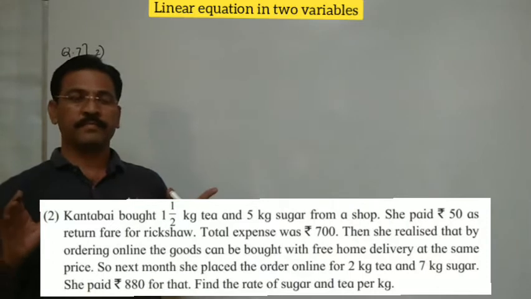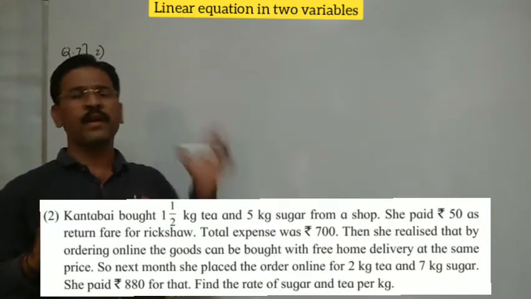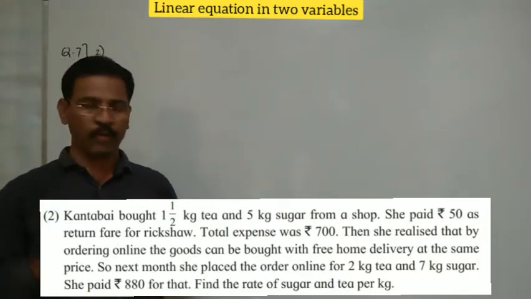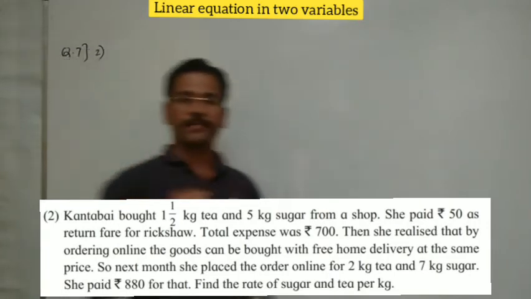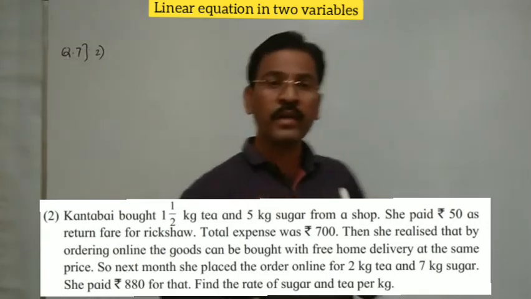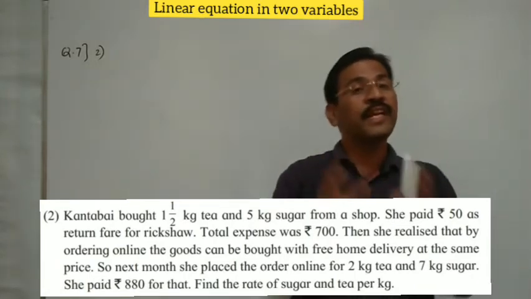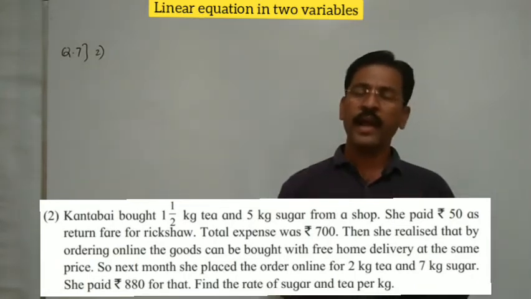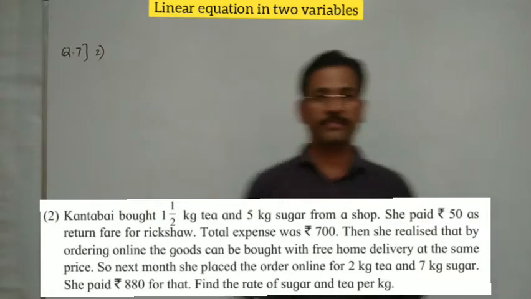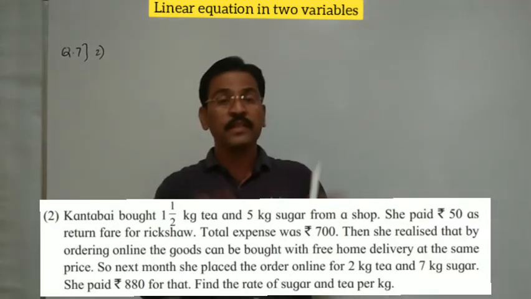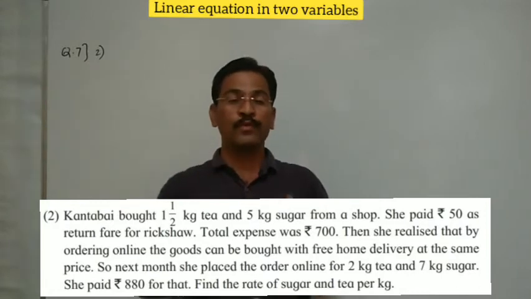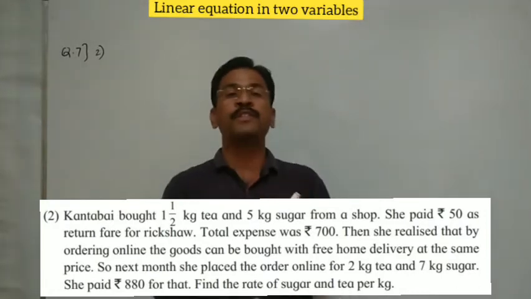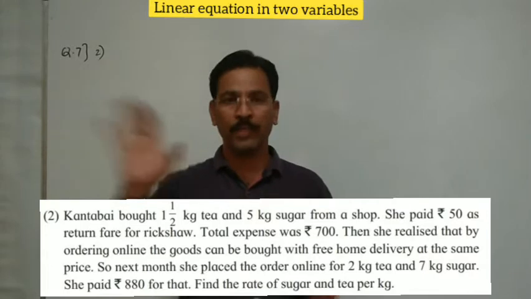See friends, now in question number 7, all the examples are word problems. This is the second one. Look here, Kantabai bought 1.5 kg tea powder and 5 kg sugar. For this, the rickshaw fare to return home was 50 rupees. So the total amount she paid was 700 rupees.